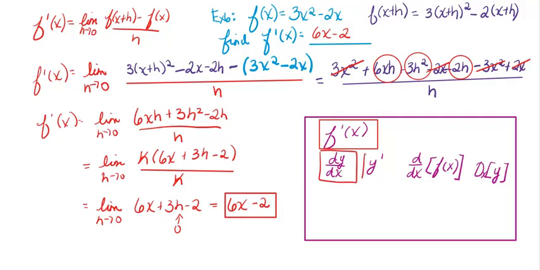Okay, so I'm going to put a box around each one. That's 5 different ways to find a derivative. All right, so you may see them any of these ways. These are the most common forms.